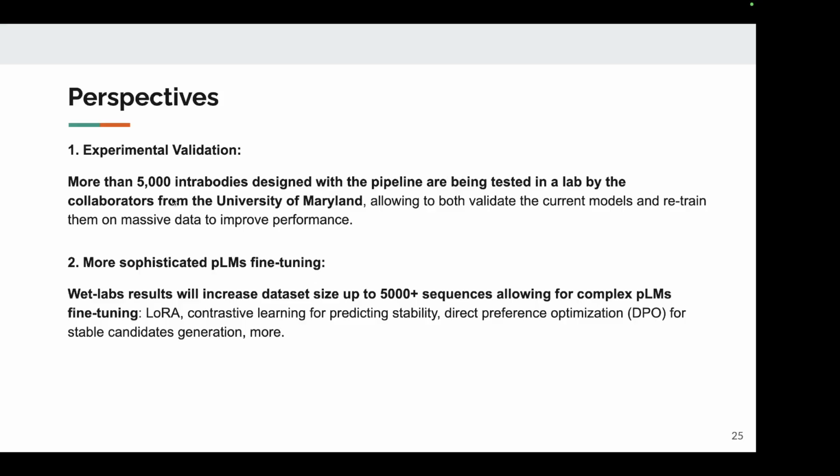And perspectives: we used our pipeline to generate more than 5,000 candidates that are now being tested at the University of Maryland. And some of those were very promising. And we hope that after the experiment ends and we receive more than 5,000 sequences, we will be able to train more complex models.